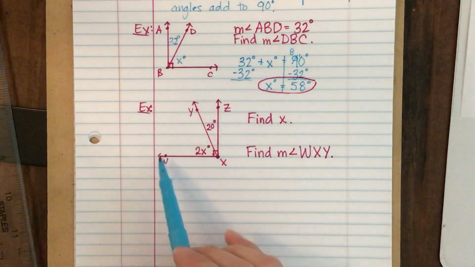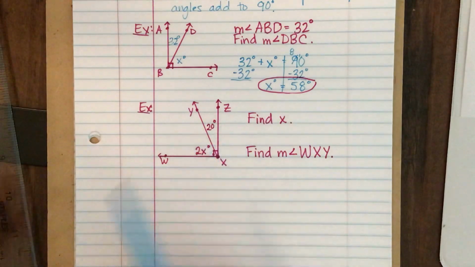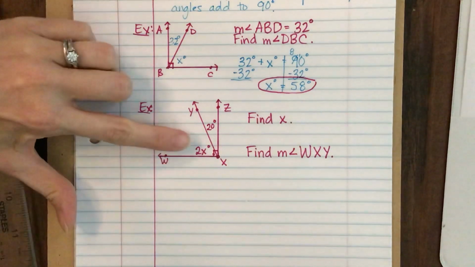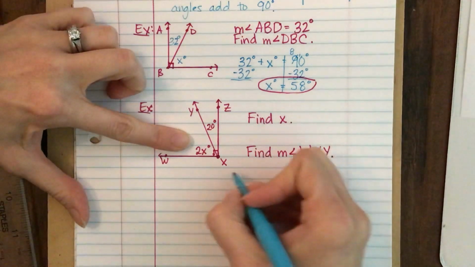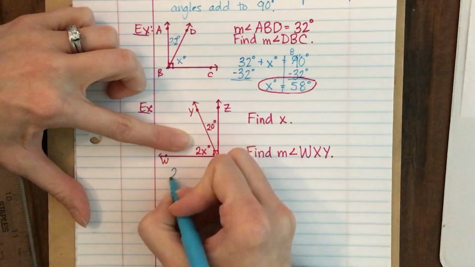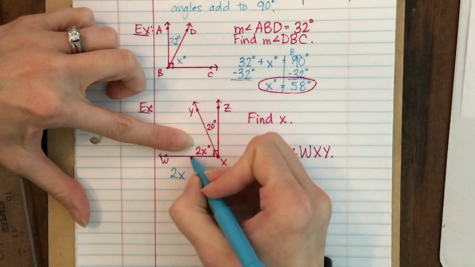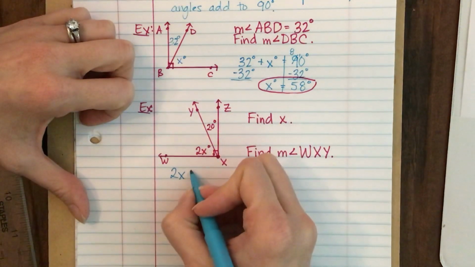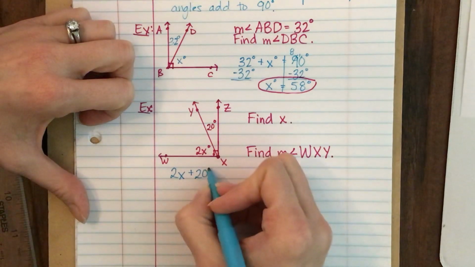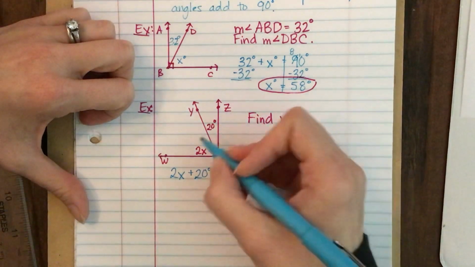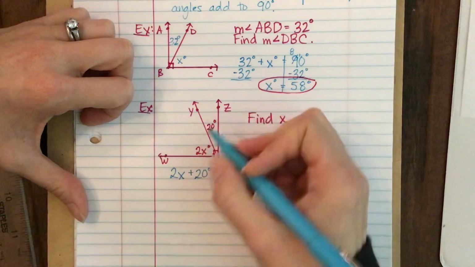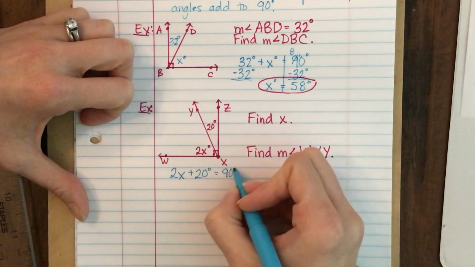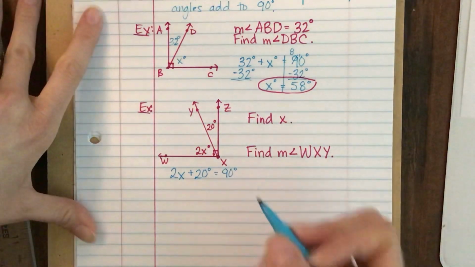We know that this is a right angle, which means that these two angles are complementary angles. They add to 90 degrees. This angle right here, WXY, is 2x plus the measure of this second angle that we know is 20 degrees, so add that together, is going to equal the whole angle, which is 90 degrees. Okay, so we're going to solve this algebraically.